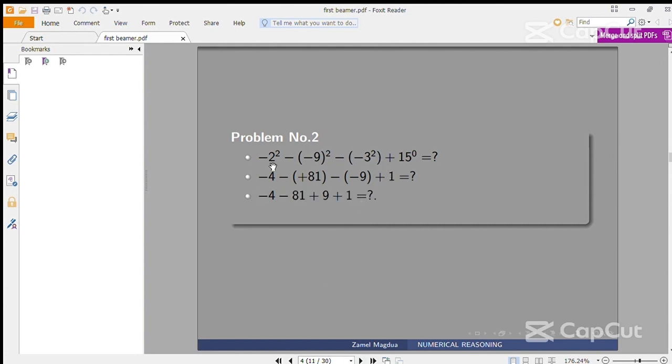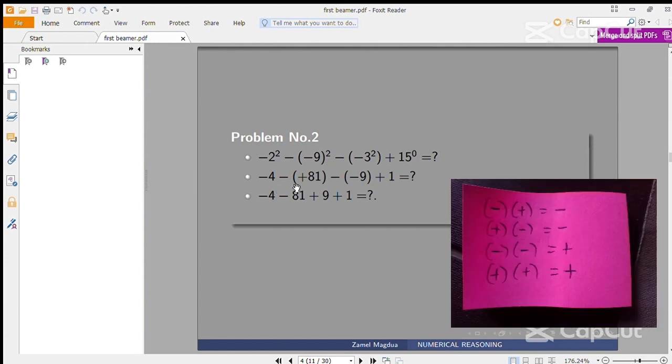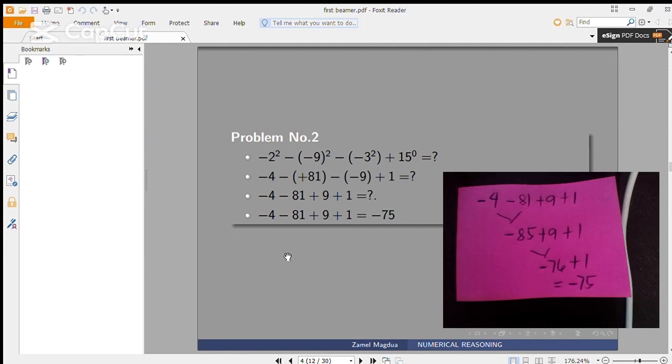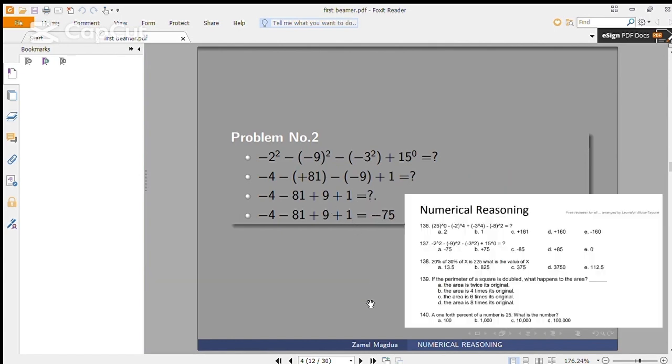Now, we are going to copy -4 minus 81, and then here, negative times negative equals positive, so, +9, and then, +1. Now, we are going to solve from left to right. So -4 minus 81 equals -85 plus 9 equals -76 plus 1 equals -75. Therefore, the answer is letter A in the choices.